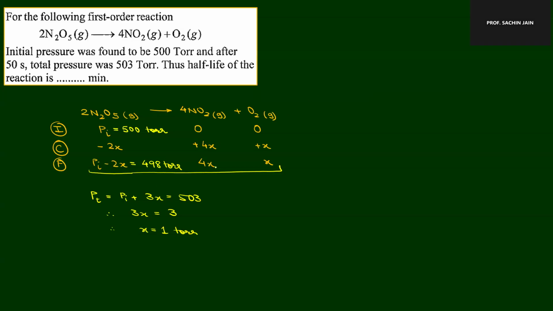ठीक है, now the expression for the rate constant would be k equal to 2.303 upon the time, which is 50 seconds, into log to the base 10. Pi is proportional with a naught, right? तो 500 upon a t की जगह Pi minus 2x, that's 498. Now log 500 by 498, little more than one, very little. So 1 का log almost 0 है, so this will be 0 point something, a very very small value.